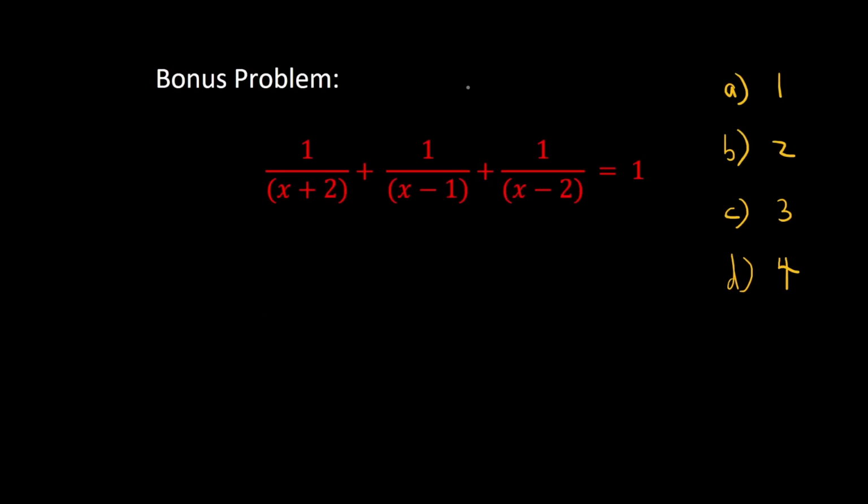Finally, let me leave you with a bonus problem. 1 over x plus 2 plus 1 over x minus 1 plus 1 over x minus 2 is equal to 1. Is the answer 1, 2, 3, or 4? How can we solve this? Here's a hint. Can we find the right answer without algebra?